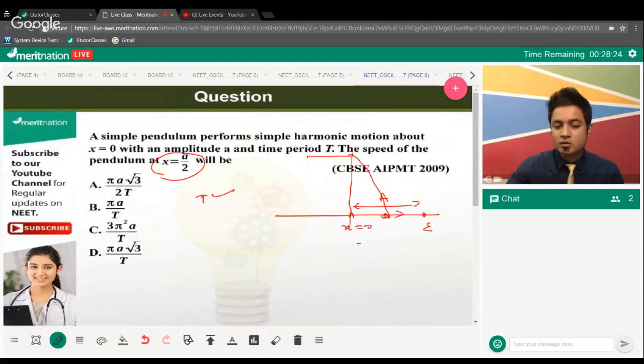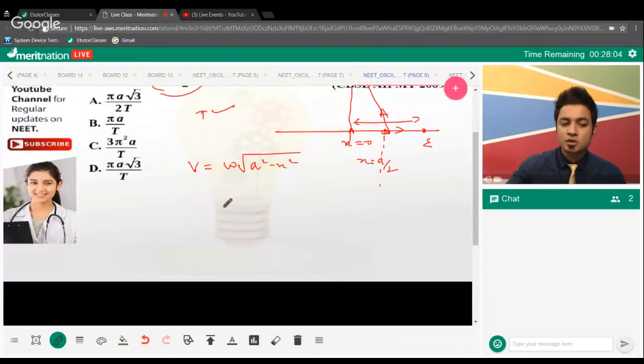At x equals a by 2, you just need to figure out the velocity. And what I had told you before, in oscillations part 1, is that we do have a relation v equals omega under root a square minus x square. That's what you have to do. So velocity, we need to figure it out. This is omega. What is a square? What would be the displacement at x equals a by 2? That is given, a by 2 only, right? So a by 2 square.